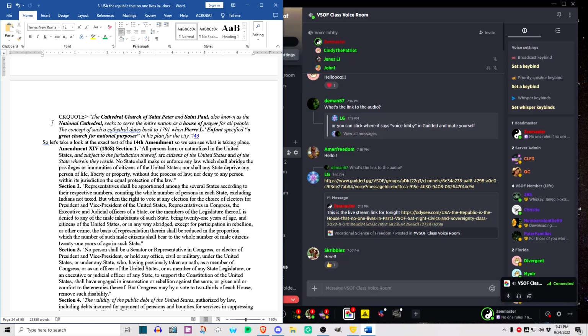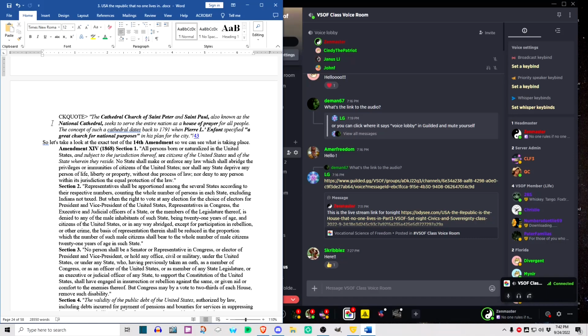So now to continue. No uppercase S state shall make or enforce any law which shall abridge the privileges or immunities of lowercase c citizens of the United States, nor shall any uppercase S state deprive any person of life, liberty, or property without due process of law, nor deny to any person within its jurisdiction, again, being subject to their jurisdiction, the equal protection of the law. And the law there that they're talking about is Roman civil law.